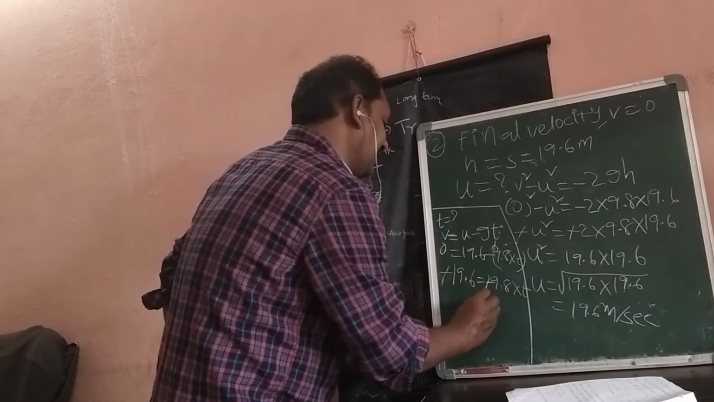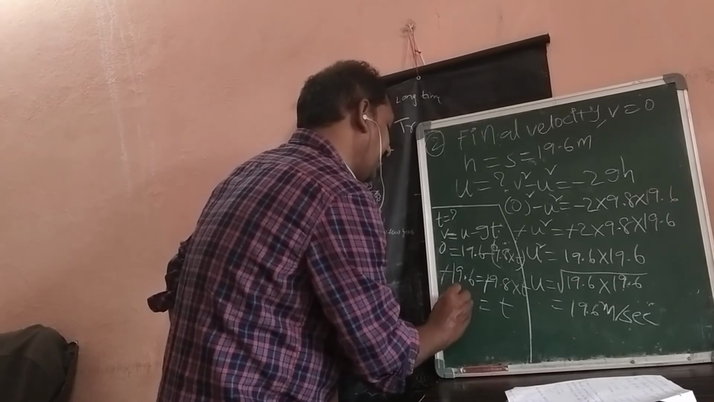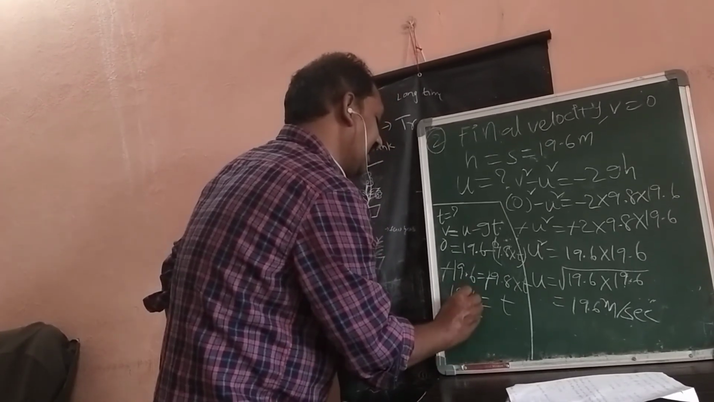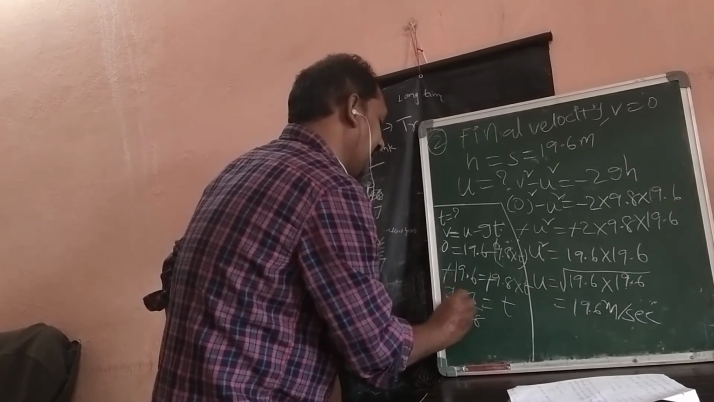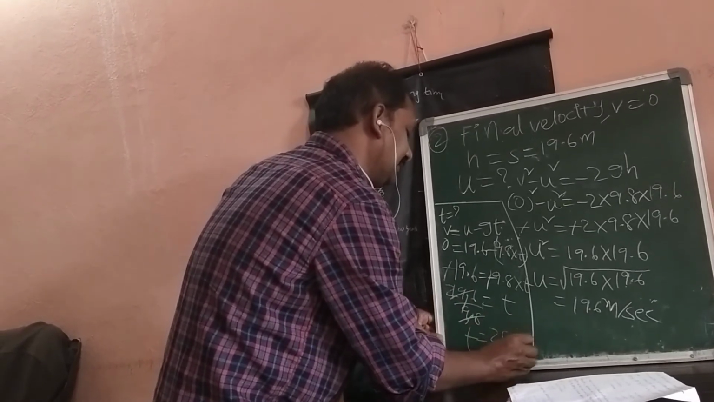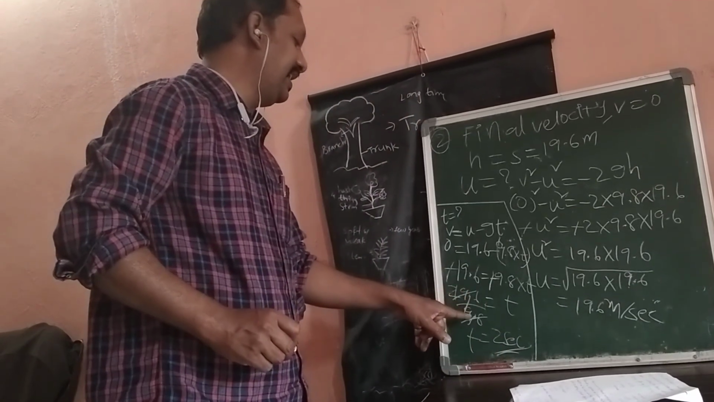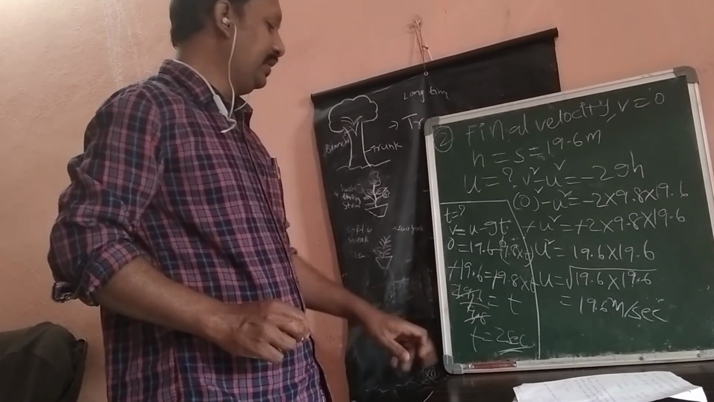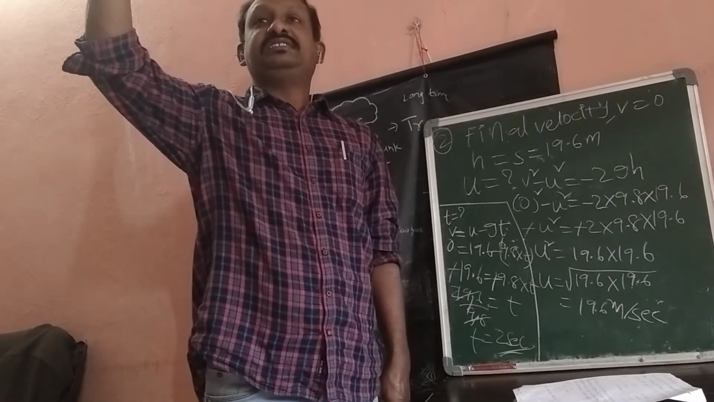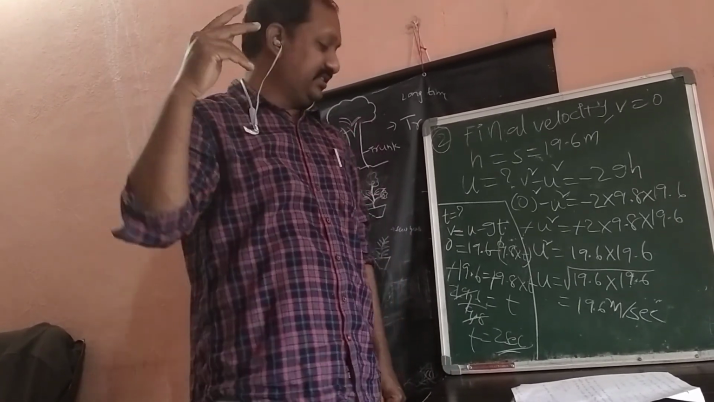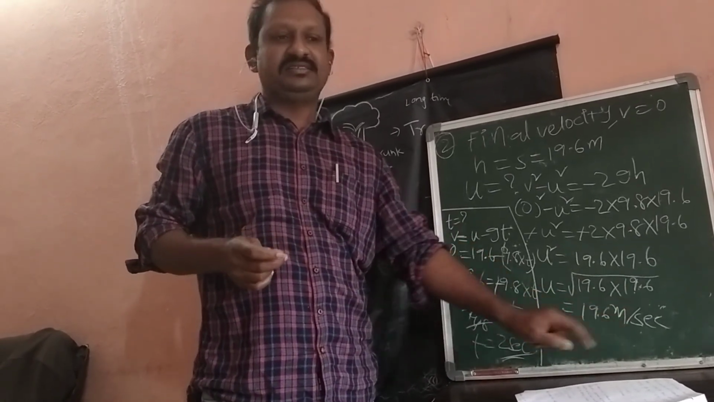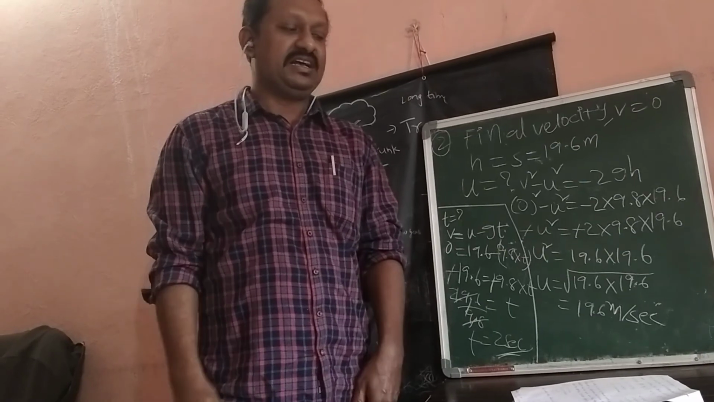Minus and minus will get cancelled. t is equal to 19.6 by 9.8. If you cancel this, you get t is equal to 2 seconds. 19.6 by 9.8 will give you 2. So the time taken by the ball to reach its highest position is 2 seconds, with an initial velocity of 19.6 meters per second. Thank you. Hope this answered your question.